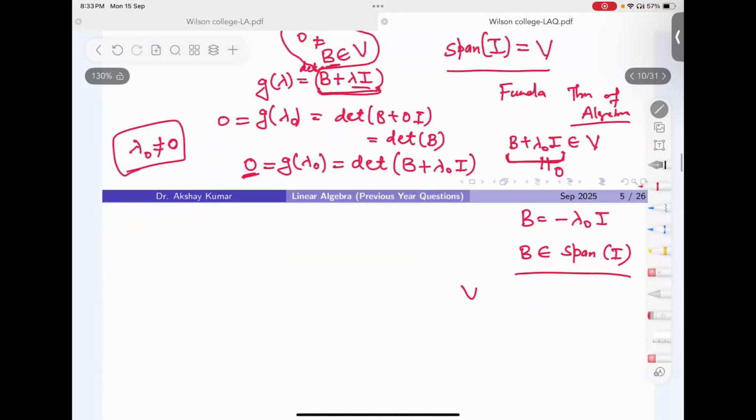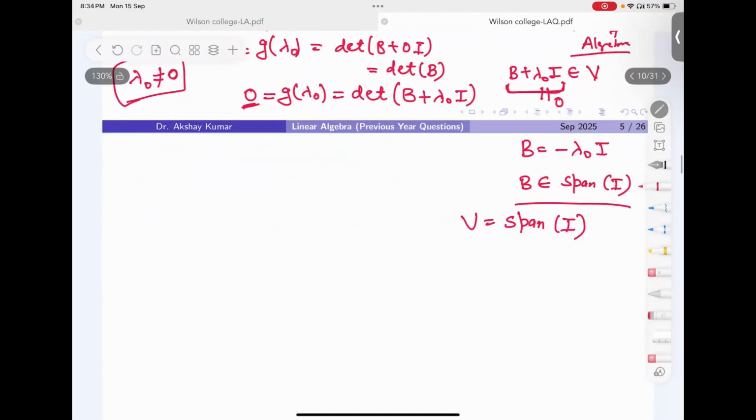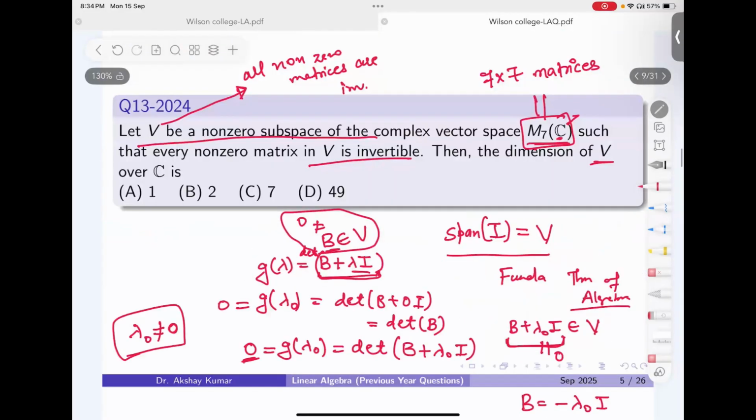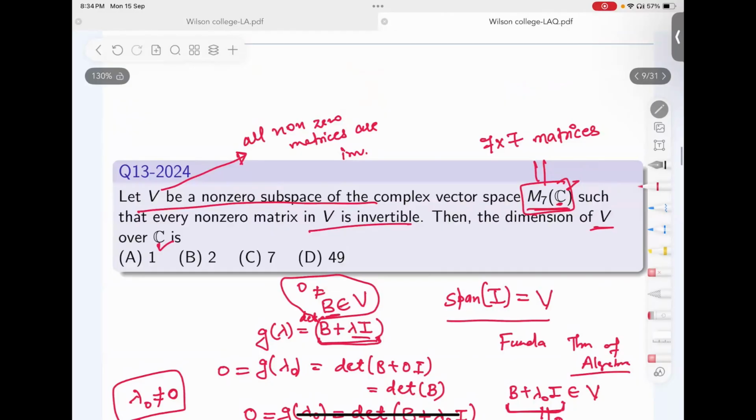So what is V? Span of I, right? And what is the dimension of this? It is 1. Only one member, and we are spanning this one member. So the dimension is always 1.